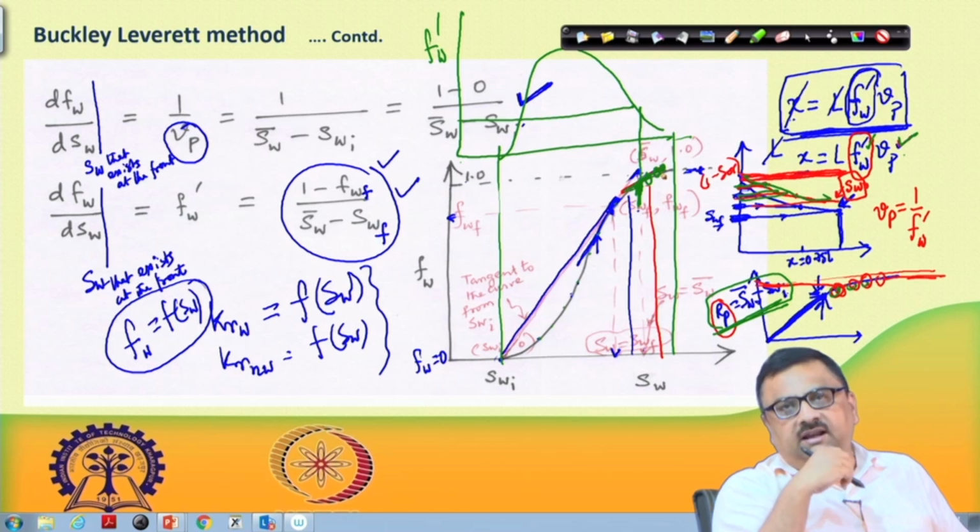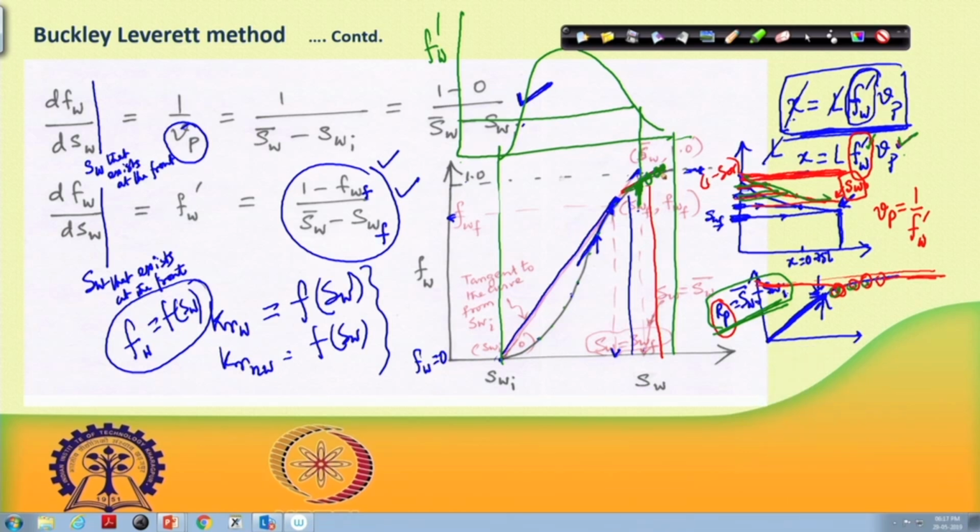So, this is all I have as far as this particular lecture module is concerned, and I more or less discussed the Buckley-Leverett method. My next aim would be to conclude this Buckley-Leverett method and then extend this whole understanding.